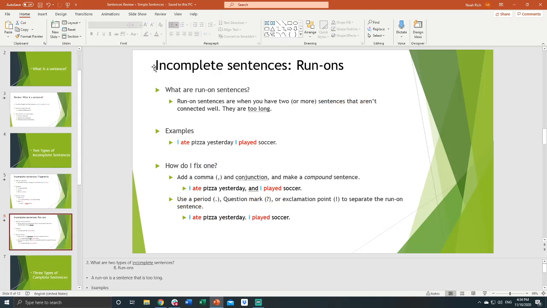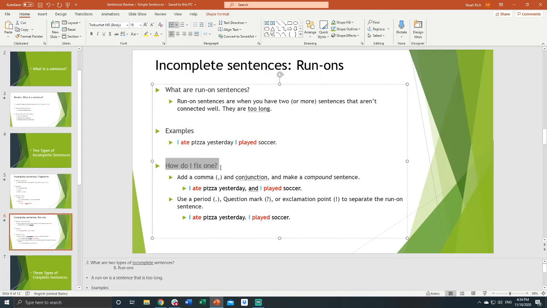The other kind of incomplete sentence is a run-on. Run-ons are sentences that are too long. You need to separate them and make them shorter. So this is an example. This is a combination of two simple sentences.